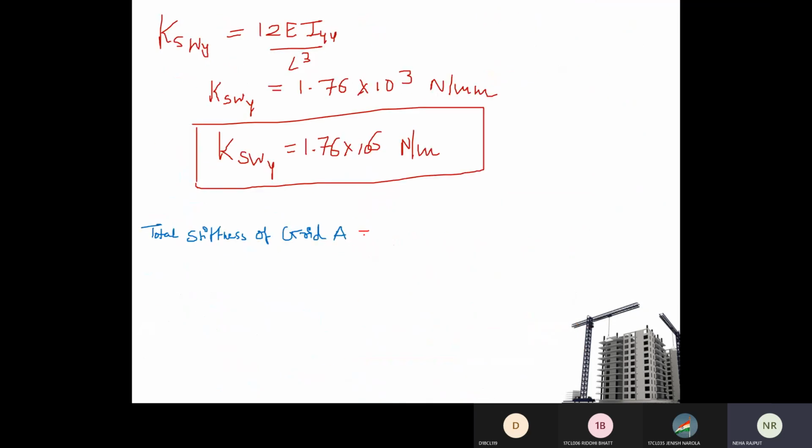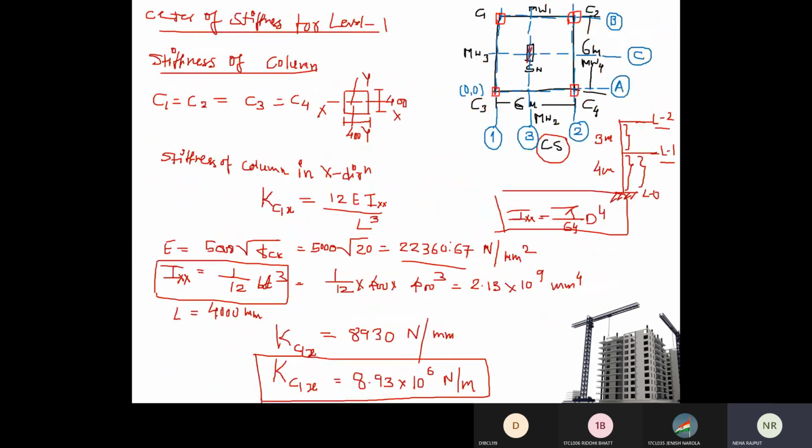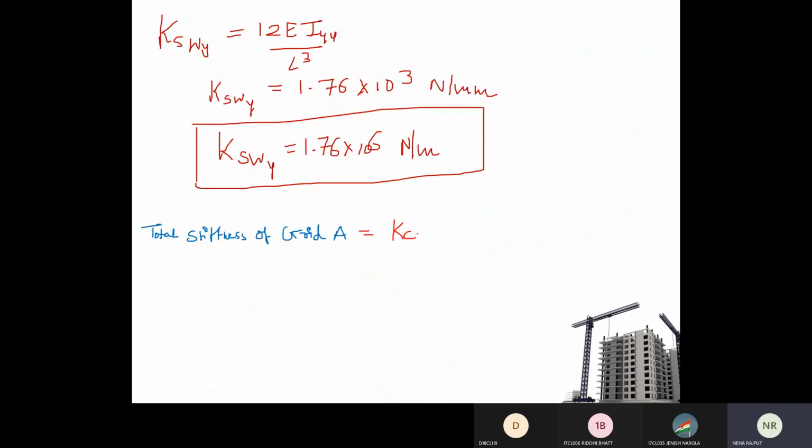Right. So it is equal to K, which columns are there? KC3, KC4. KC3X plus KC4X.